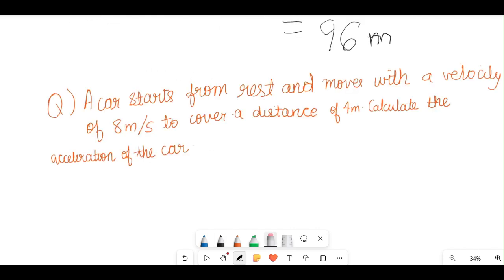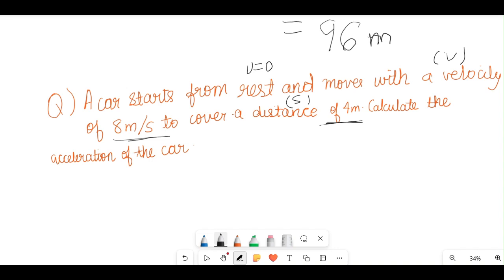Now we move on to the last question we'll be solving on equations of motion, which is: a car starts from rest and moves with a velocity of 8 meters per second to cover a distance of 4 meters. The acceleration of the car is... So we are given that it starts from rest, which is u equal to 0, moves with a velocity of 8 meters per second, which is the final velocity given to us, and the distance, distance is s. Calculate the acceleration of the car.